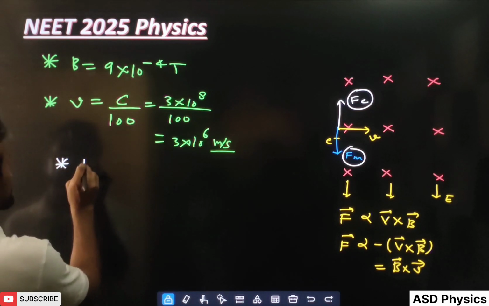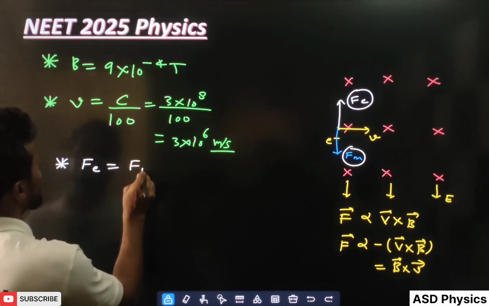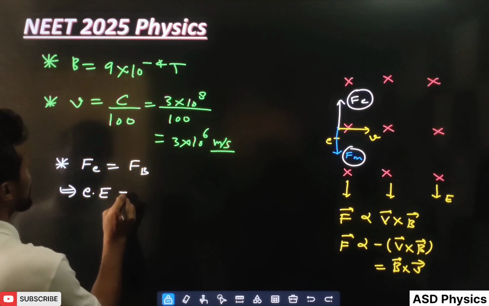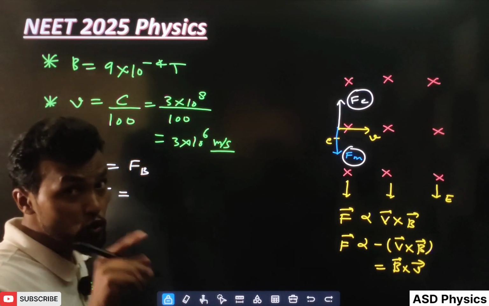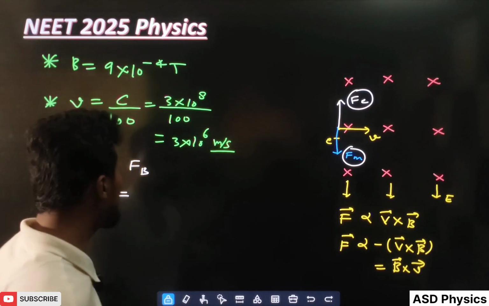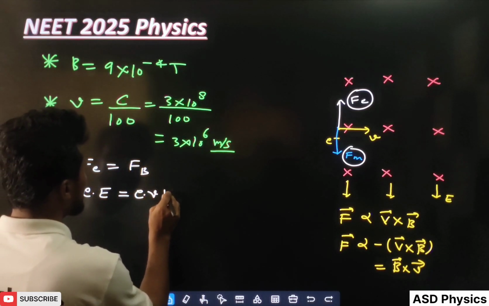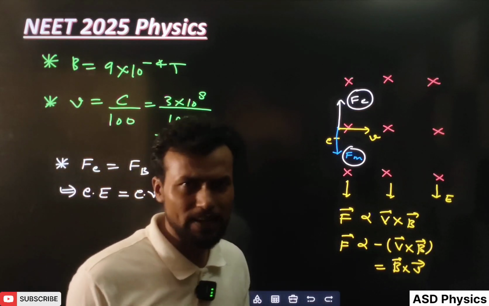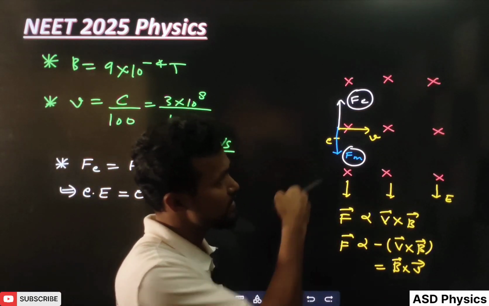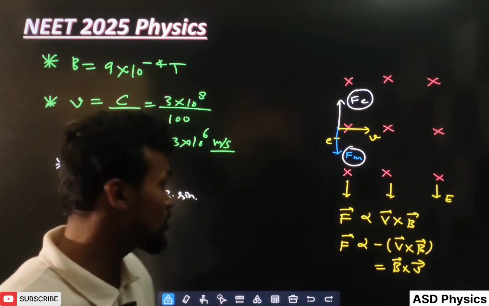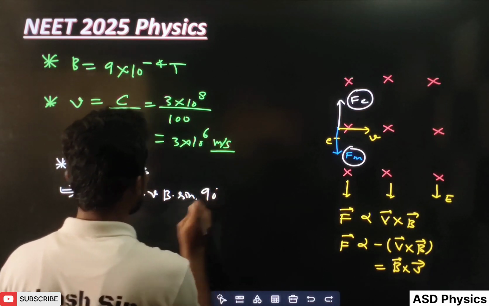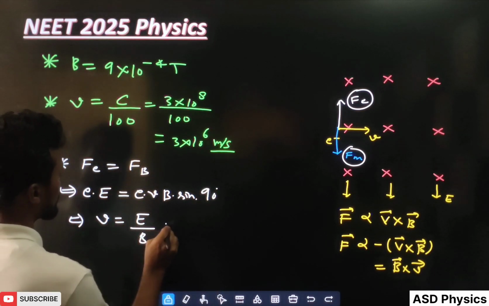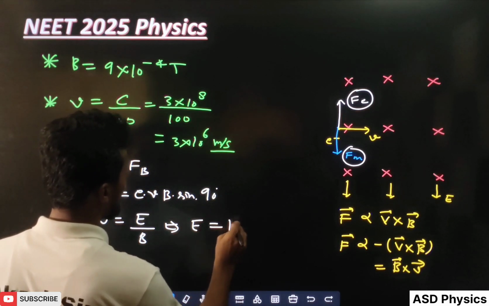So remember, Fe is equal to Fb. Fe is charge of electron into electric field, eE. Fb means qvB sin theta, so evB sin theta. Theta is the angle between velocity and the magnetic field. Velocity is along the x-axis, magnetic field along the negative z direction because it is inside, so the angle is 90 degrees. When you solve, v will come as E by B. So we can say E equals Bv.